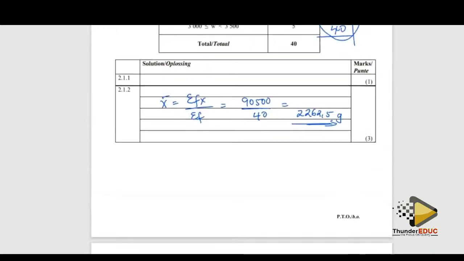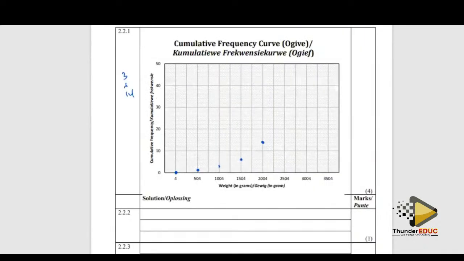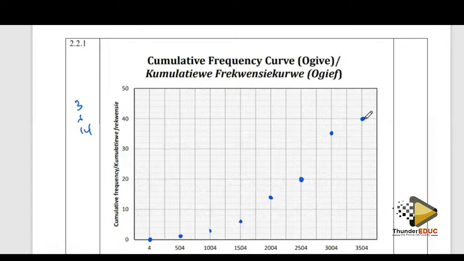Okay, then from the 14, we have 20, 35, 40. So this is a 20. This is a 35. And then we have a 40 somewhere there. All right. And then all you do is just connect this using your freehand. And then you'll have the ogive as they want it, or the cumulative frequency curve.